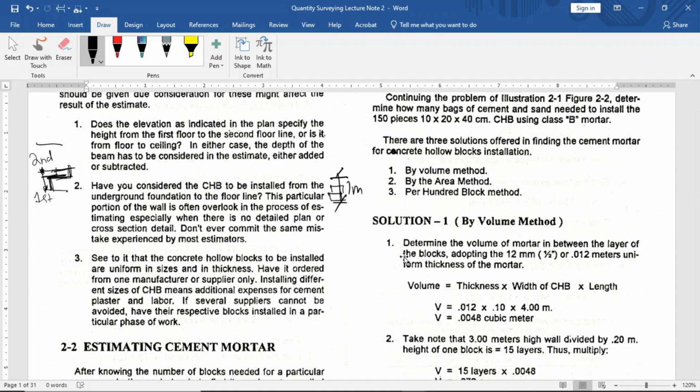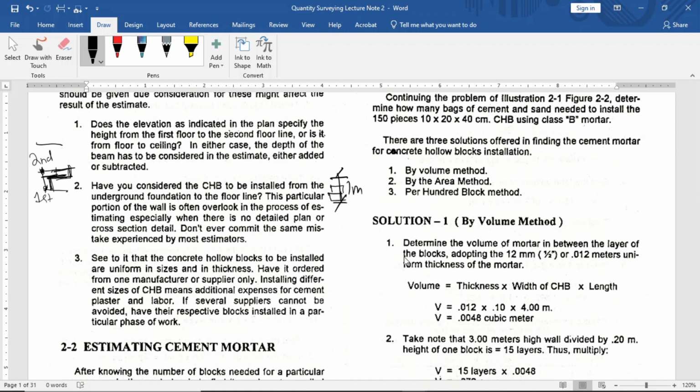So, number 3 or last is the concrete hollow blocks to be installed are uniform in sizes and in thickness. Have it ordered from one manufacturer or supplier only. Installing different sizes of CHB means additional expenses for cement and plaster labor. If several suppliers cannot be avoided, have their respective blocks installed in particular places of work.